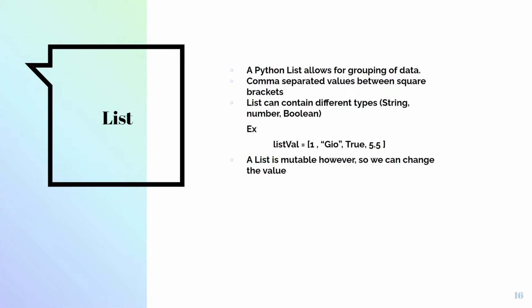Now I placed an example of a list, and it's stored in a list val variable, and as you guys can see, it's within square brackets, and you can see there's various data types. So we have a number, we have a string, we have a boolean, which is true, and then we have a float, which is 5.5.